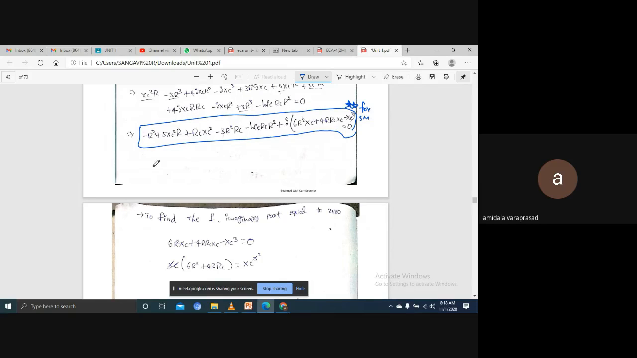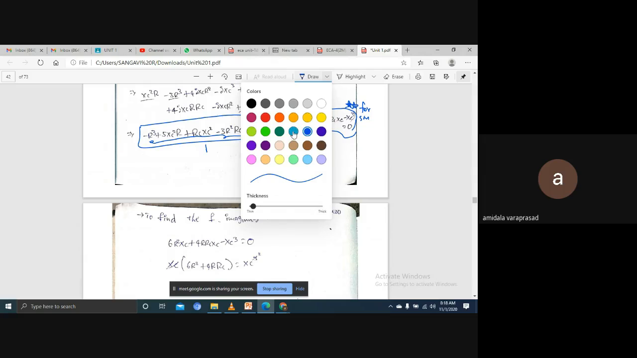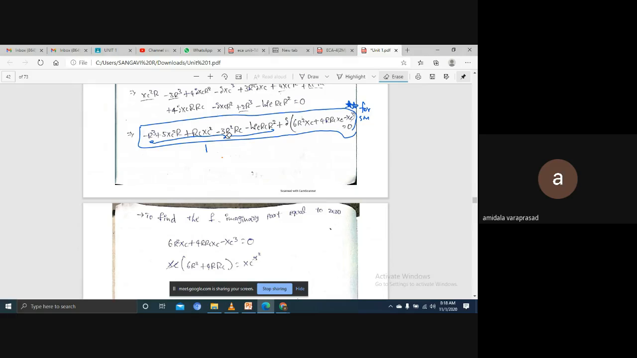Directly remember this equation. In this one, this is the real part. I will take another color, then it is easy. This is the real part, and this is the imaginary part. Now, imaginary part equal to 0.